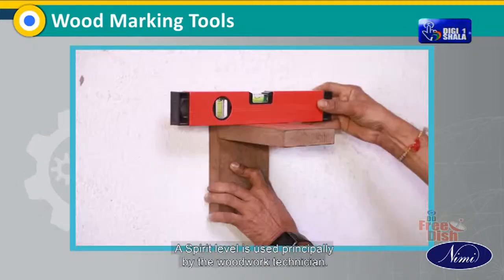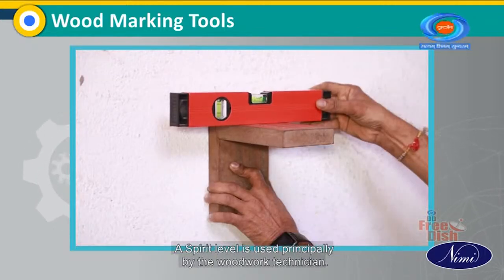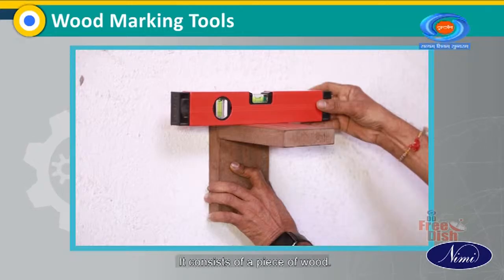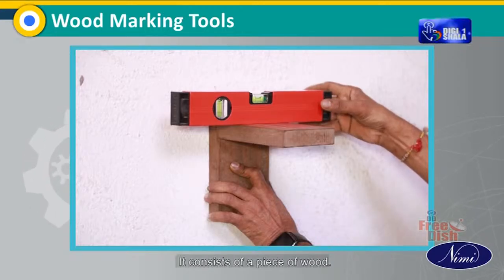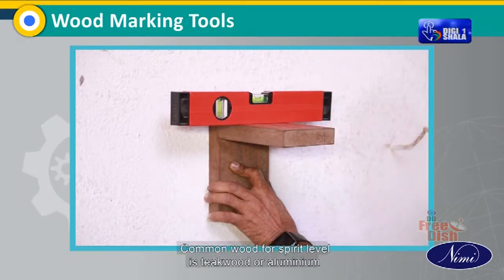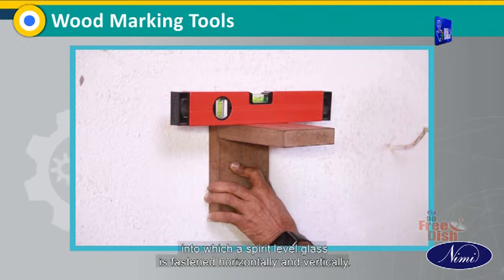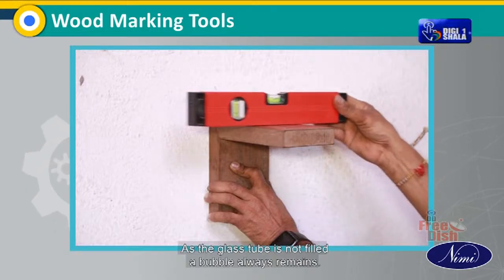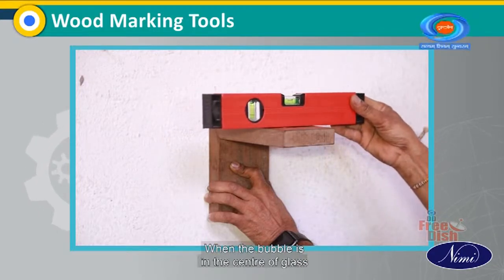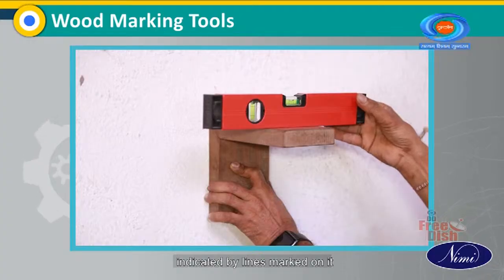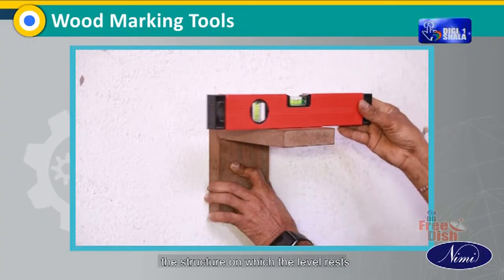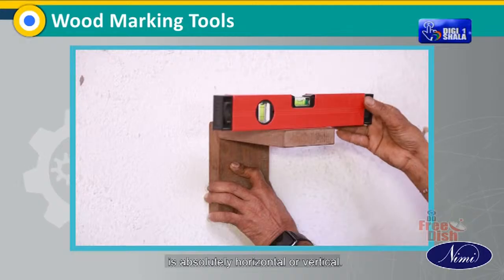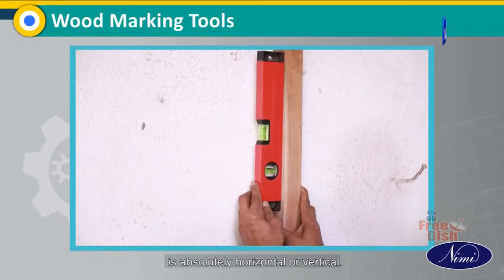Spirit level. A spirit level is used principally by the woodwork technician. It consists of a piece of wood. Common material for a spirit level is teak wood or aluminium, into which a spirit level glass is fastened horizontally and vertically. As the glass tube is not filled, a bubble always remains. When the bubble is in the center of the glass, indicated by lines marked on it, the structure on which the level rests is absolutely horizontal or vertical.